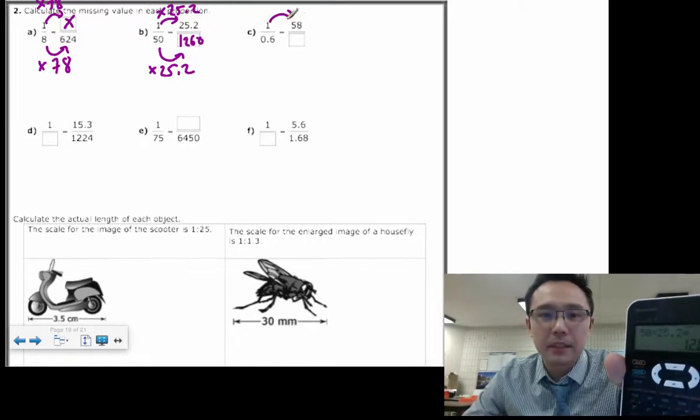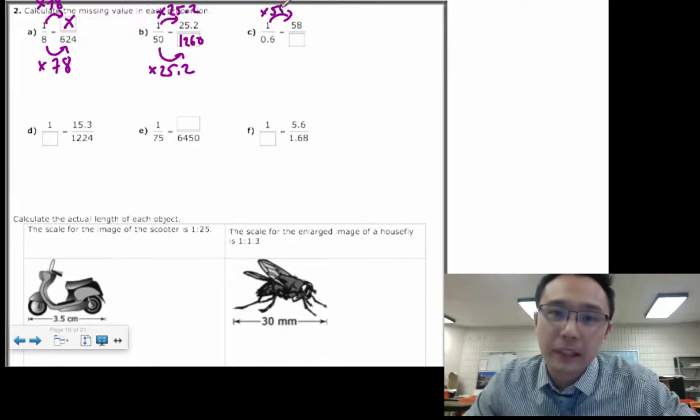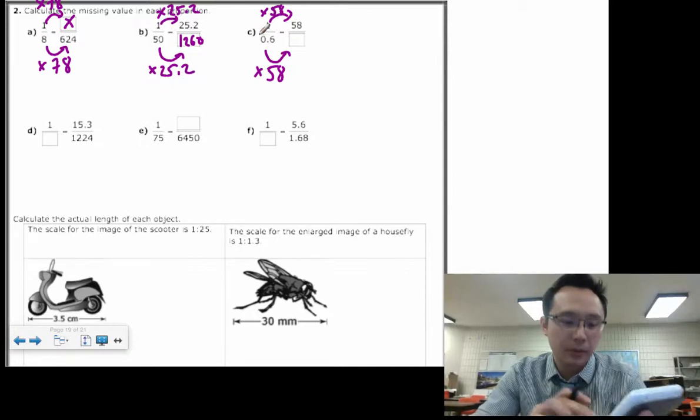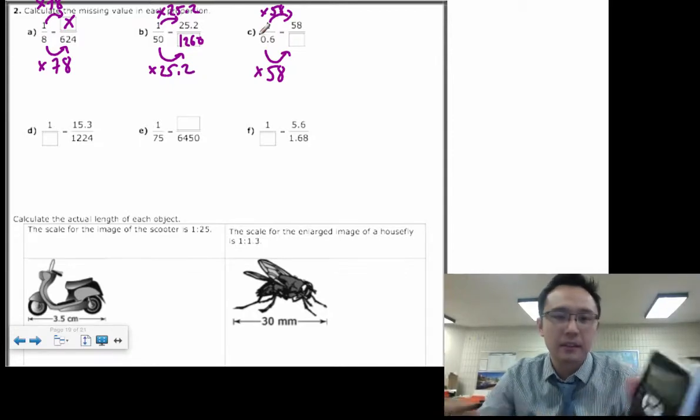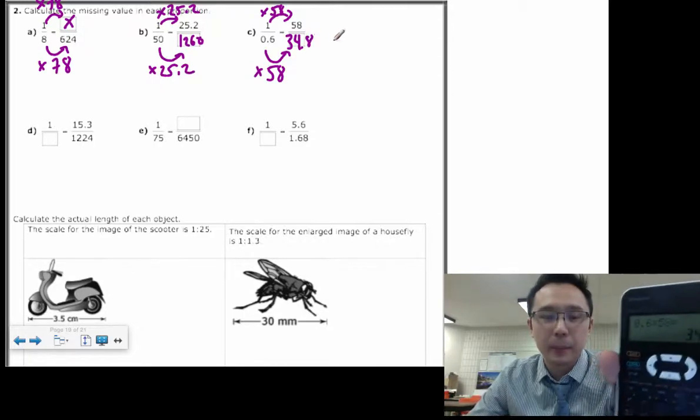Next one, how many times do you have to multiply 1 to get to 58? Well, it's multiplied by 58. You've multiplied the top by 58, so you multiply the bottom by 58. So 0.6 times 58 is 34.8. So 34.8. There you go.